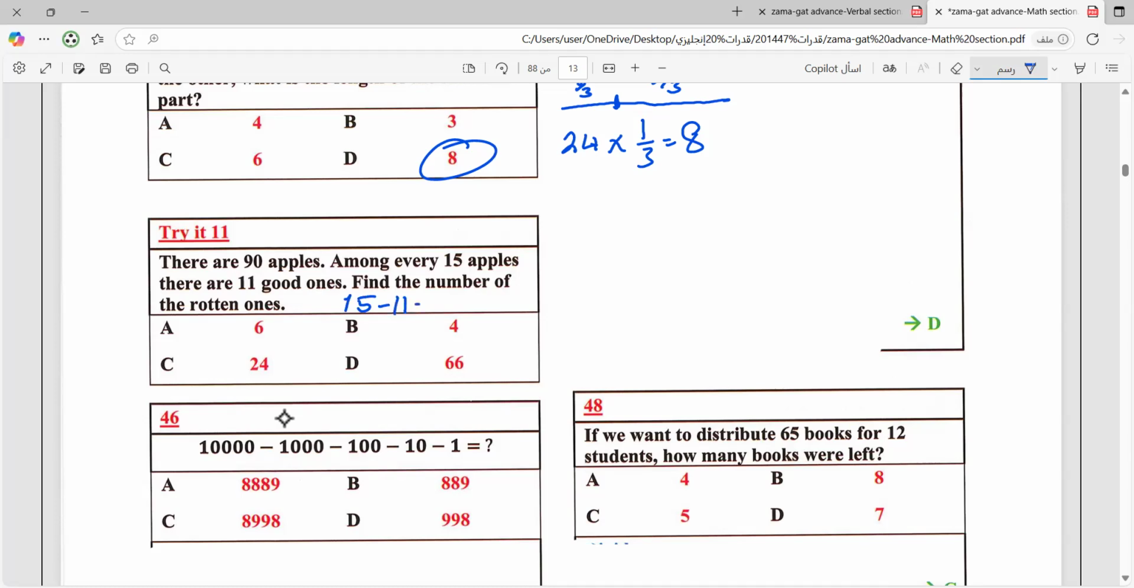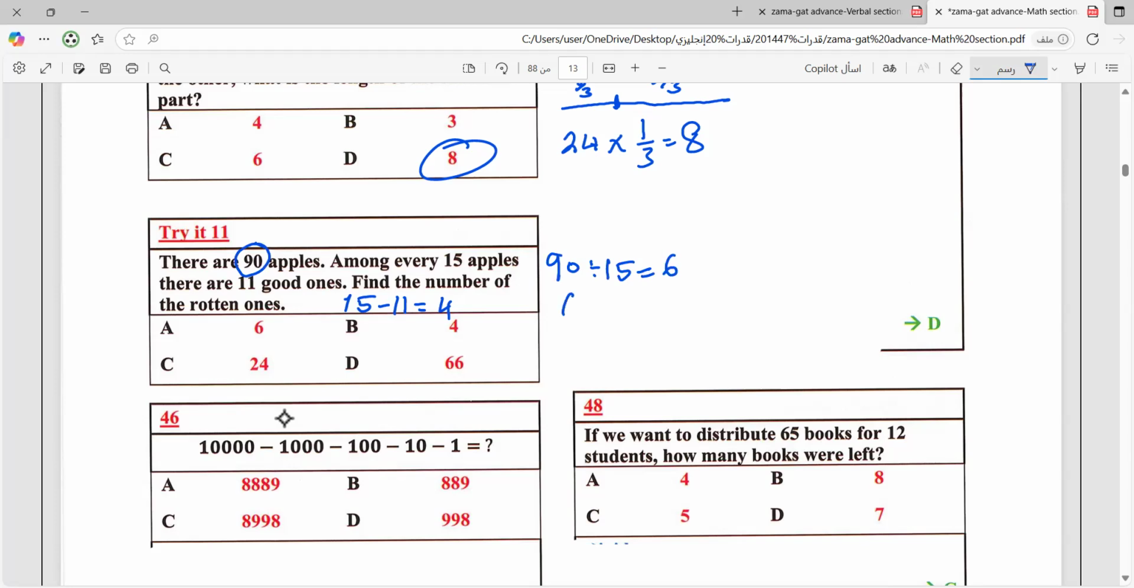15 minus 11, we have 4. Every 15 apples, we have 4 bad or rotten ones. Now how many 15s do I have? You can divide it, or you can add 15 plus 15 plus 15 to get 90. 90 divided by 15 equals 6.